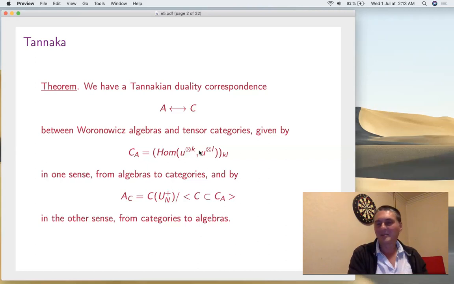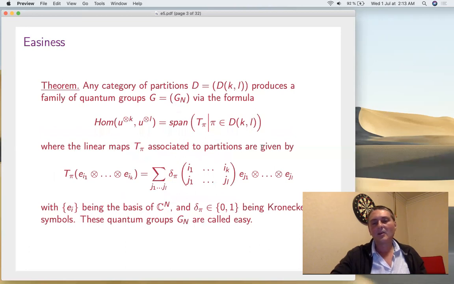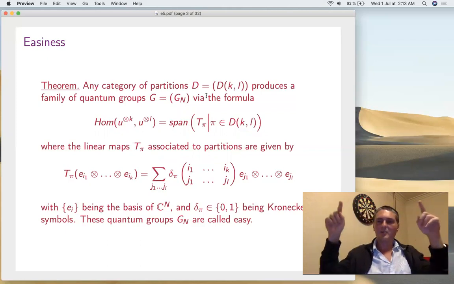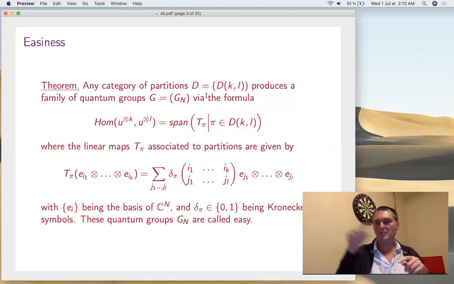So let's go into diagrams. The simplest tensor categories should be those coming from diagrams, right? And that's what we call easiness. So we take a category of partitions. What does this mean? For any k, l, colored integers as usual, you take k points here, l points here, and just a partition represented as a picture. The picture means that the elements in the same block are connected by strings, right?